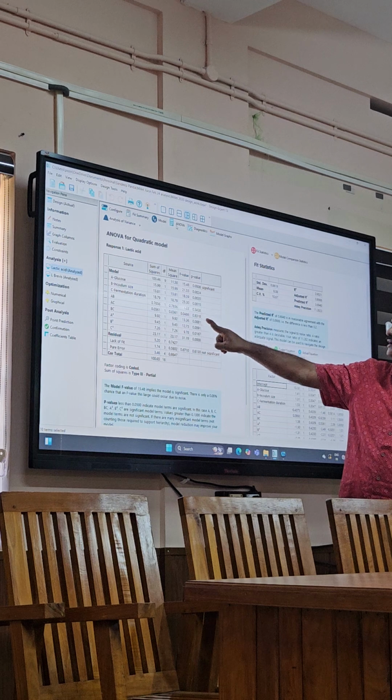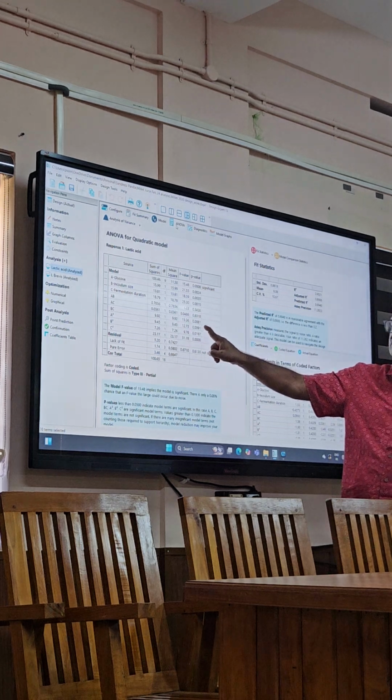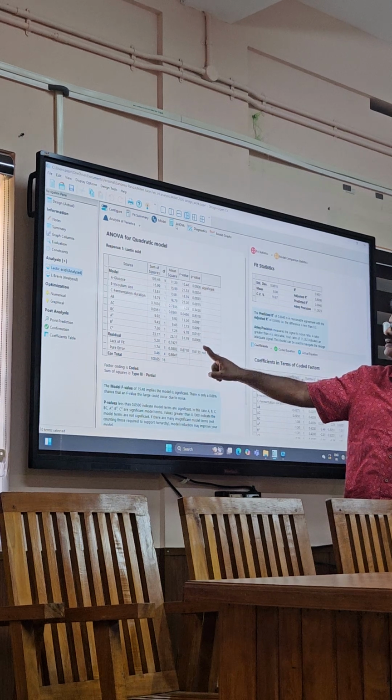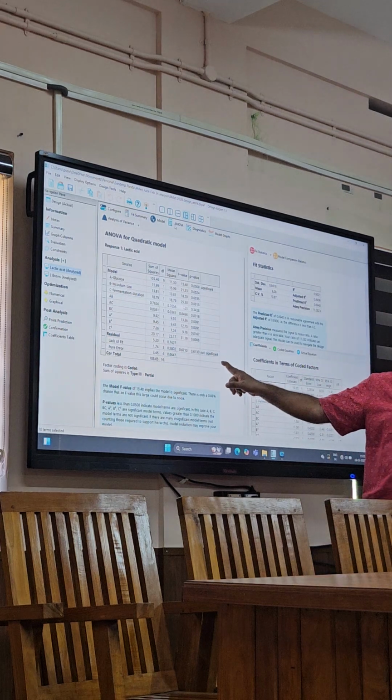Interaction is not significant, but BC is significant. Interaction BC is significant, and A square is significant. B square is significant. C square is significant. Lack of fit should be non-significant.